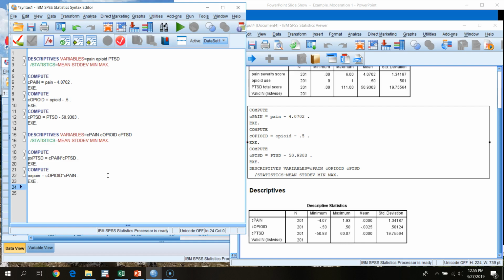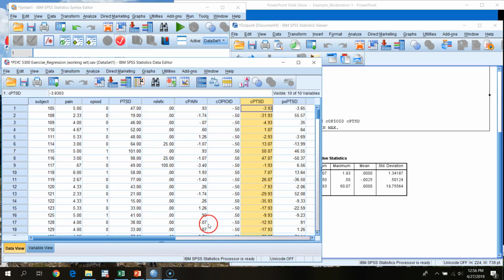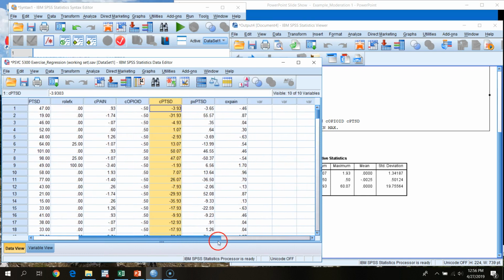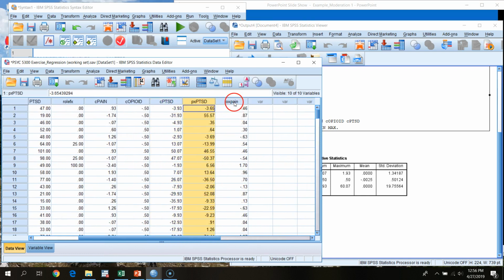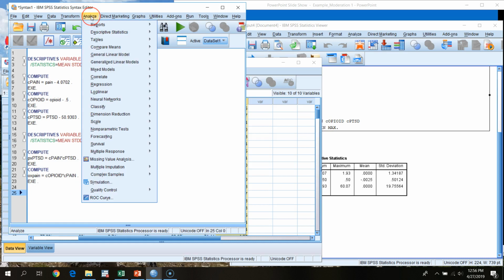Okay, and so what this is going to do is it's just going to go through and create my two interaction terms. So I run those, looks like it's doing all right. I go through and take a look. Yep, here's my pain times PTSD and my opiate use times pain interactions here. Okay, so now I want to go through and run my overall model.